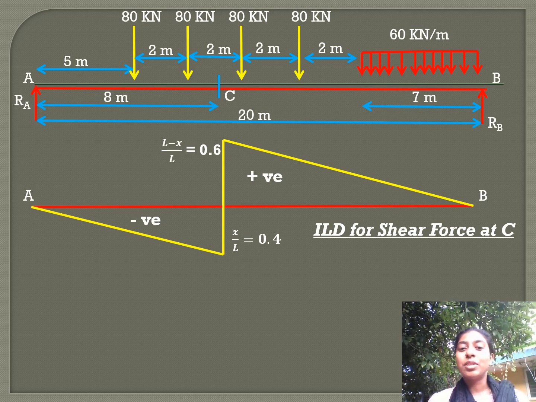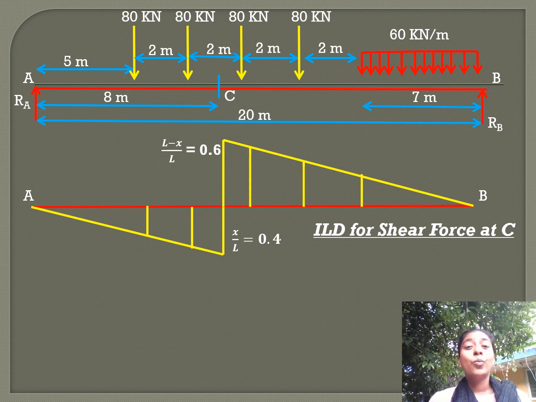And we are substituting the value of x. So, x is 8 meters, and L is 20 meters. So, (20 minus 8) by 20, we get 0.6, and 8 by 20, we get 0.4. So, these are the maximum negative and positive ordinates for the influence line diagram for a section C.